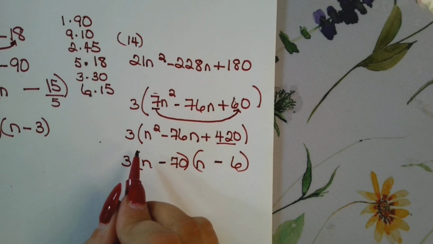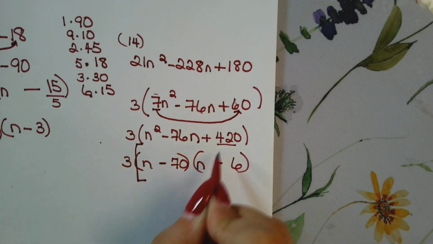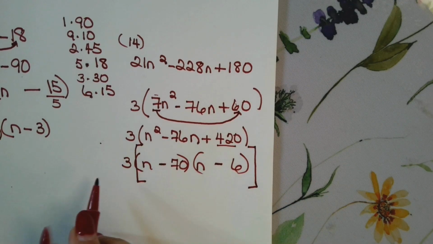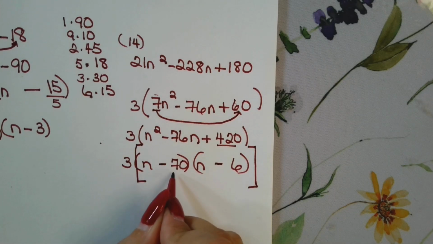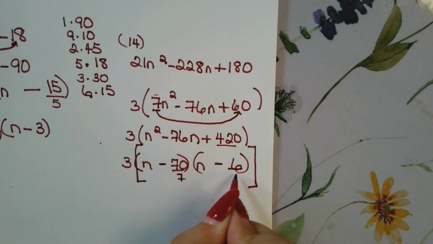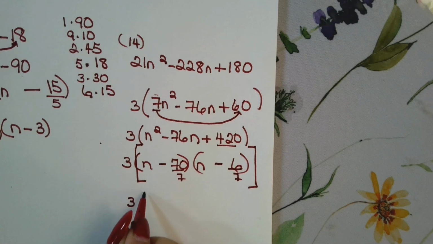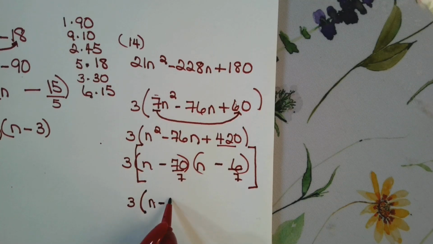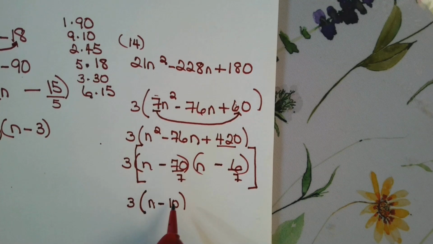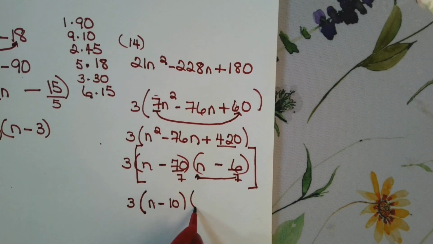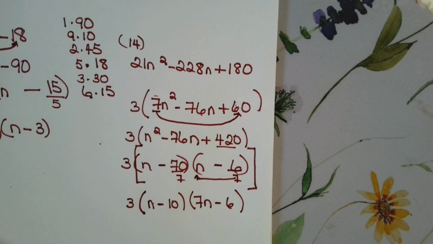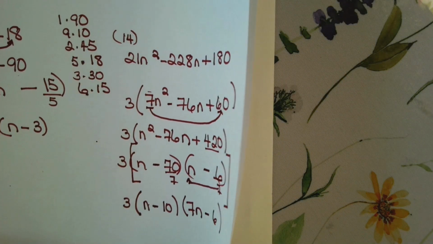Now I multiplied, please make sure this is like that. Sorry. Make sure that that's separated. That's 3 times that whole thing. We multiplied by 7. Now we're going to divide each of these by 7. So this is going to be 3. And then in parentheses, this will be n minus 10, because 70 divided by 7 is 10. And then here we're going to swing this guy to the front, and that'll be 7n minus 6. Okay, that was 14. Let's try 15.